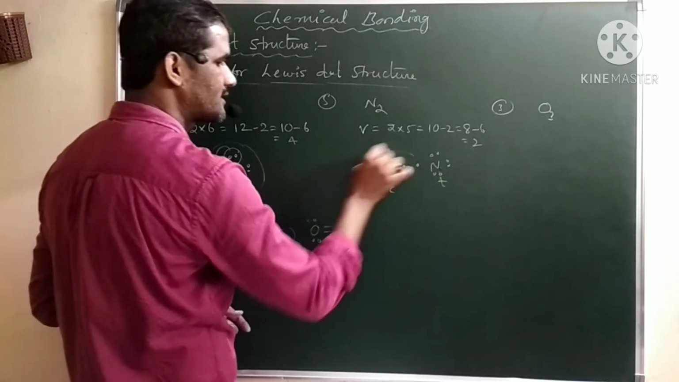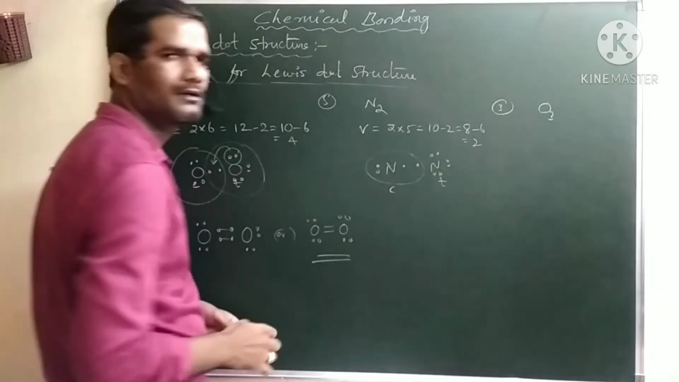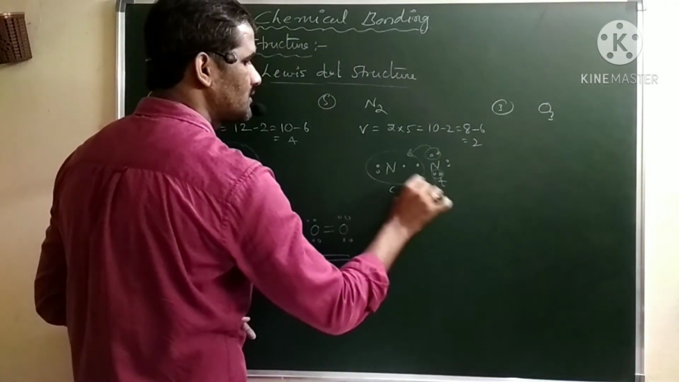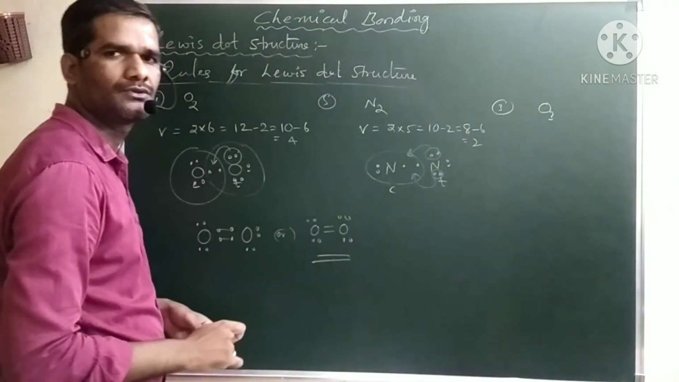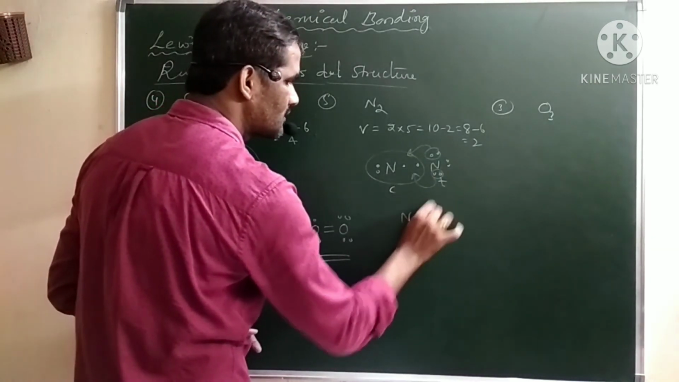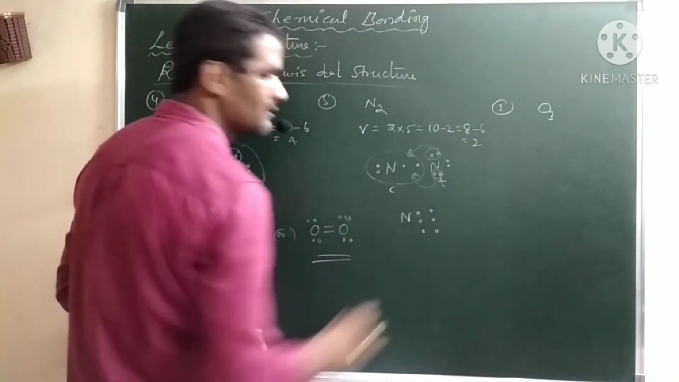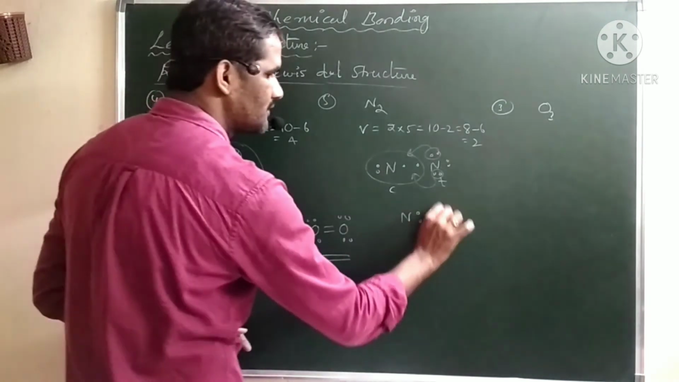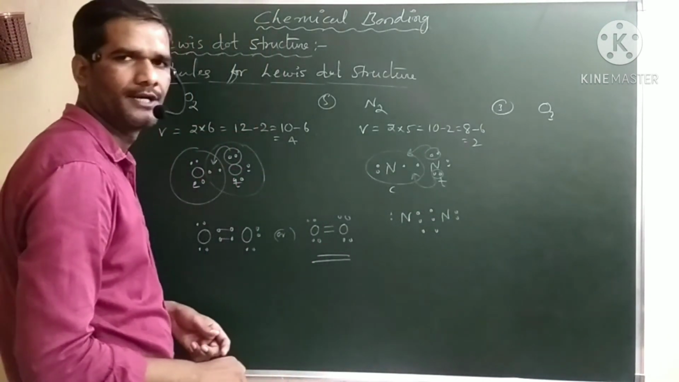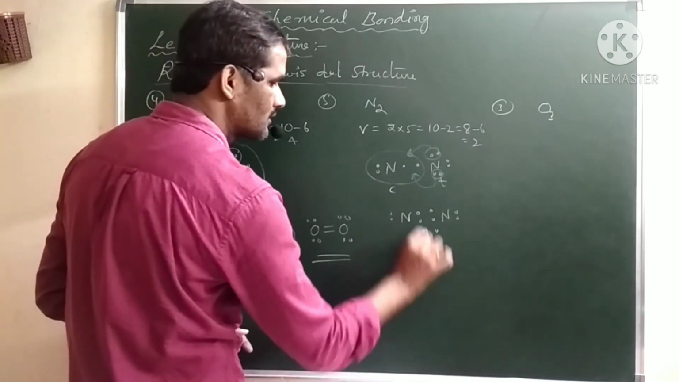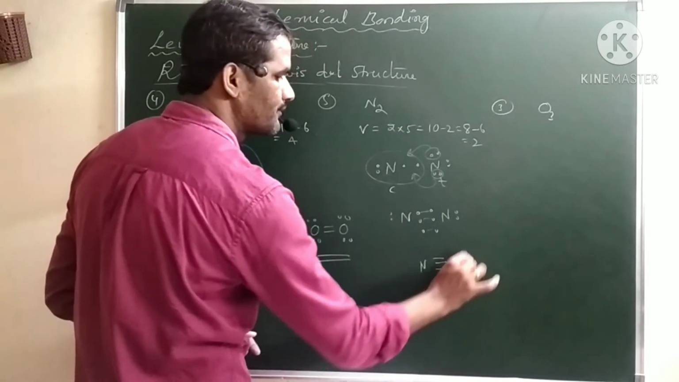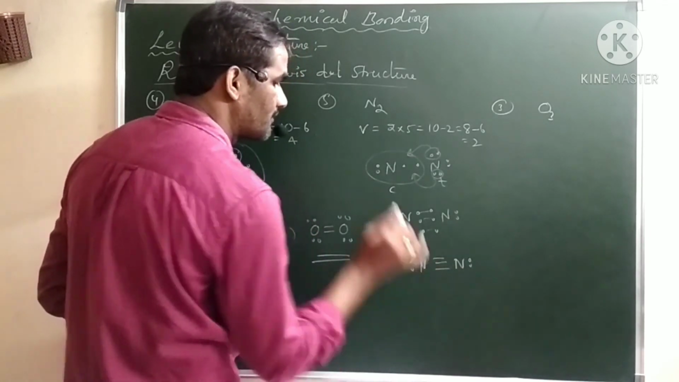Now this central atom is having only 4 electrons. So we have to move these 2 pairs between the 2 atoms. Then overall what will we get? Nitrogen. Now we are moving 3 bonds between the nitrogens, and 1 pair remains which is unshared. Now this will give overall a triple bond, nitrogen triple bond nitrogen, and 1 pair here and 1 pair here.